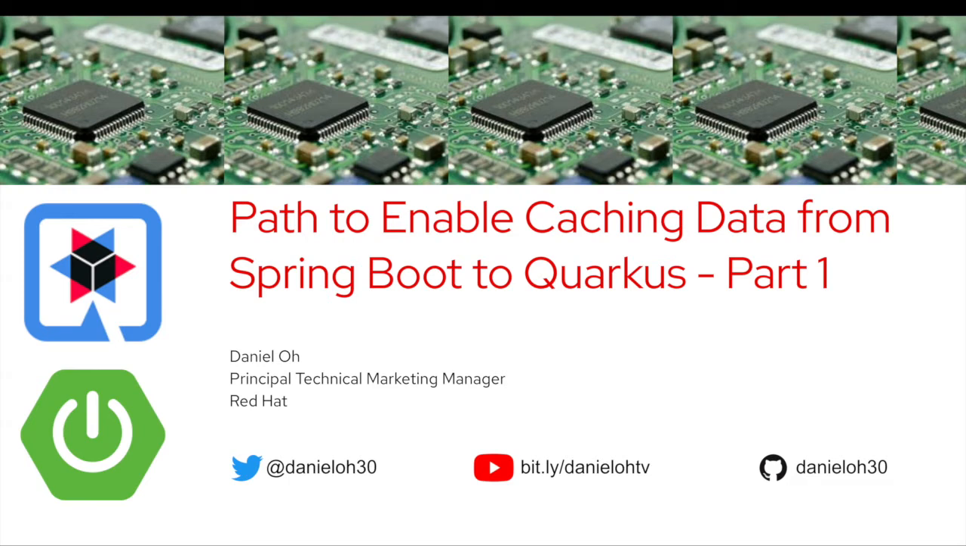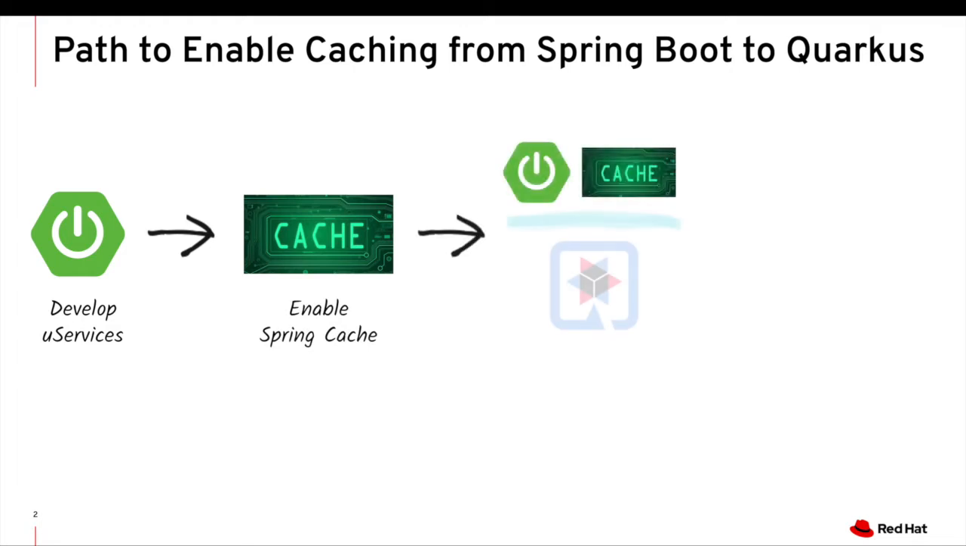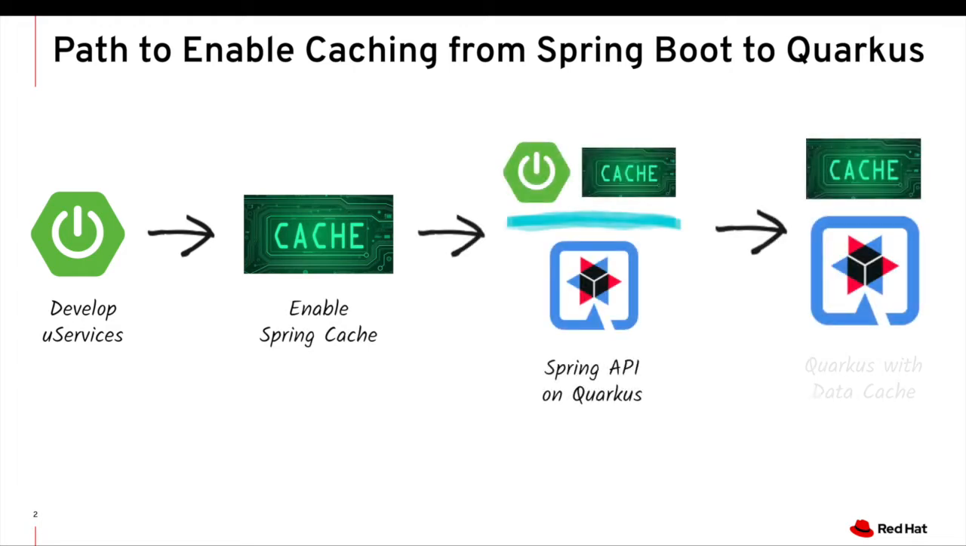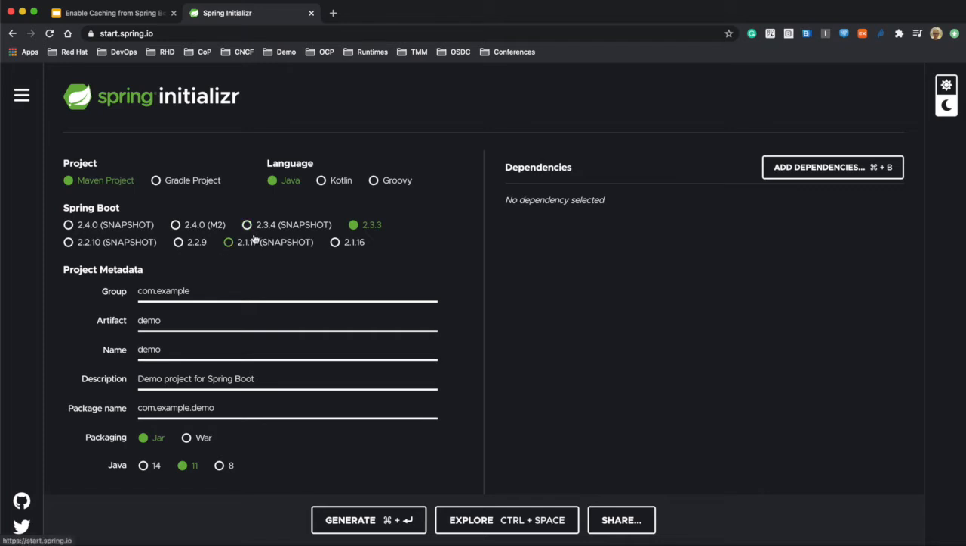So let me show you quickly how to enable caching data from Spring Boot onto Quarkus. In part one, we're going to develop a simple microservice application, and then we're going to enable Spring Cache. In the next step, we're going to deploy the existing application and run it on Quarkus. And then we're going to develop how to add data cache onto Quarkus without the Spring Boot application. So today, we're going to show you the first part, how to develop a microservice application and enable Spring Cache for a high performance microservice application. So let's get started with the demo.